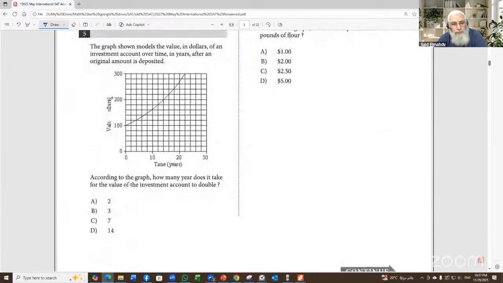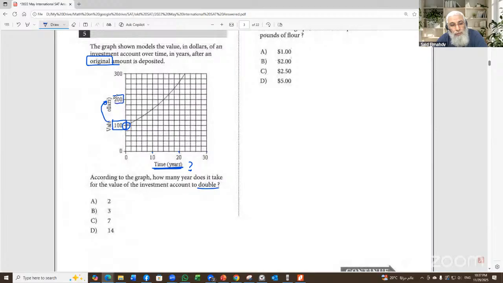Number 5. The graph shown models the value in dollars of an investment account over time in years after an original amount is deposited. So this is the original amount deposited, or initial amount deposited. According to the graph, how many years does it take for the value of the investment account to double? So he is asking about how many years, like 10 years, 20 years, 30 years. So double from 100 to 200.